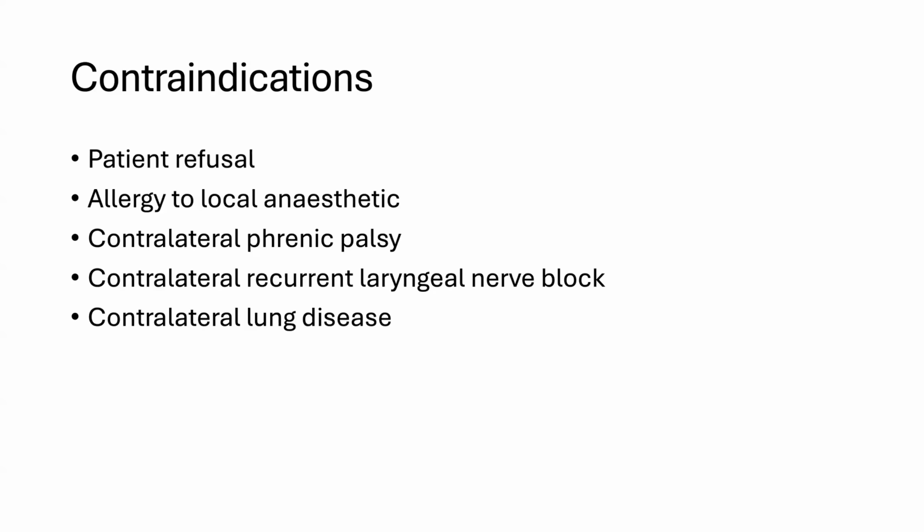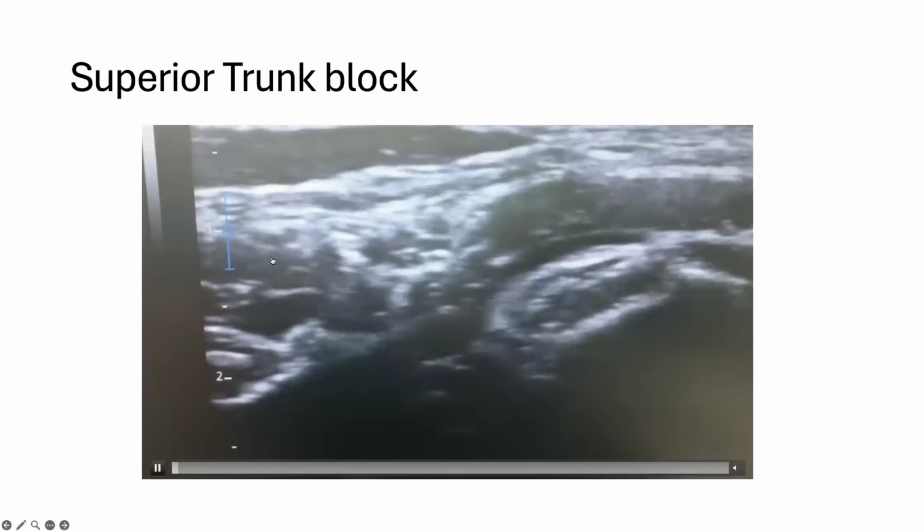Or if a patient has got a contralateral lung disease like pulmonary fibrosis, interstitial lung disease, a pneumonia, or a pleural effusion, or a pneumothorax, then you should not be performing the interscalene block on that other side.